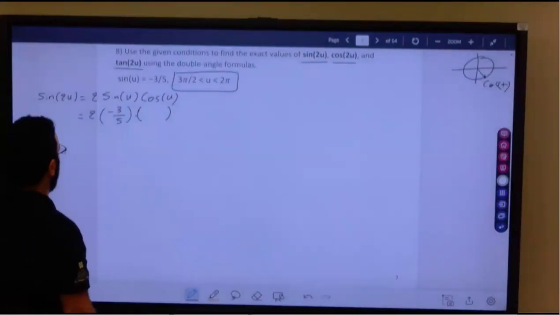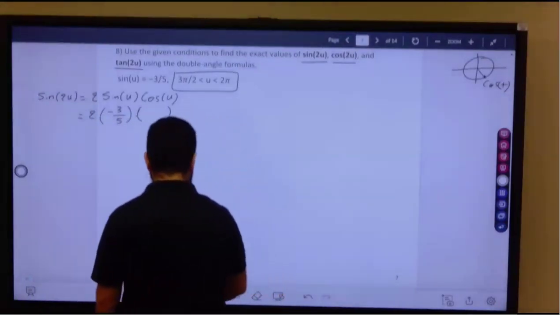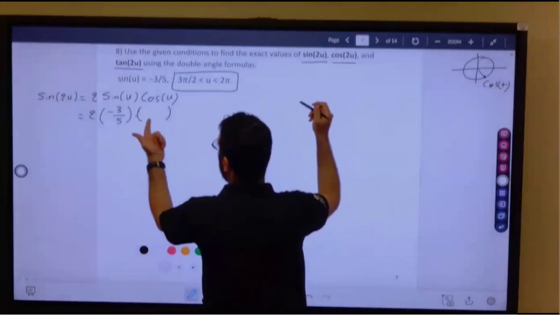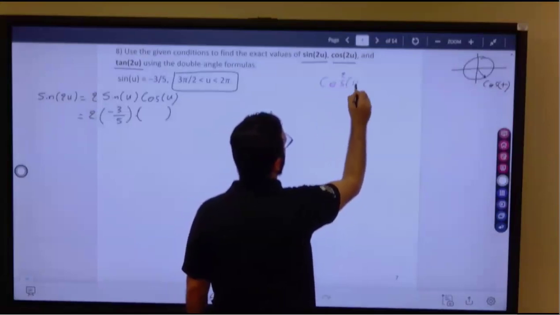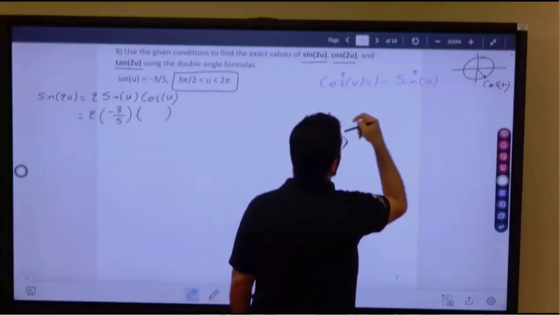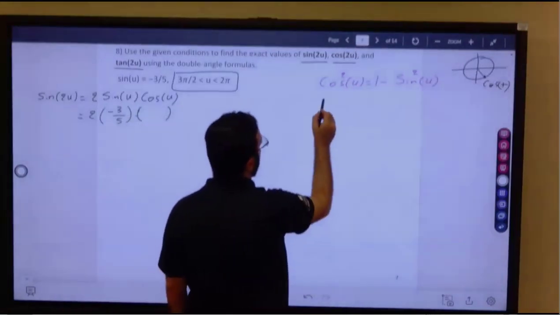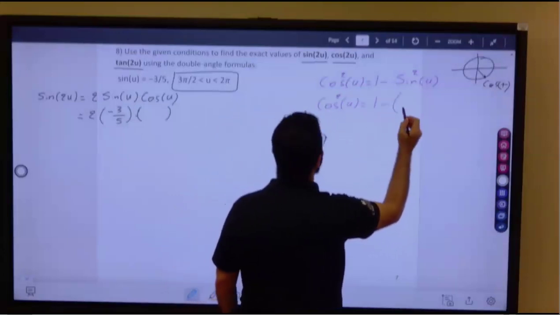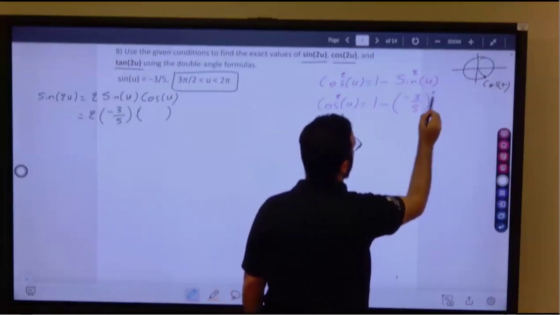The first way to find cosine u is to use the identities. One of the identities, if we need to find the cosine, says cosine squared u equals 1 minus sine squared u. You can use this identity. Let's check how we're going to find that. Cosine squared u is going to be equal to 1 minus sine squared, which is -3 over 5 squared.